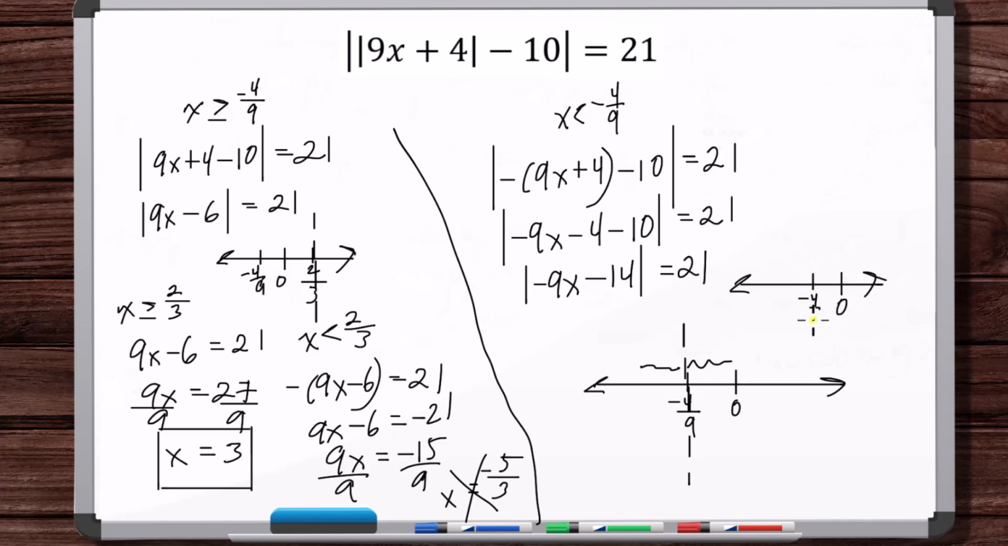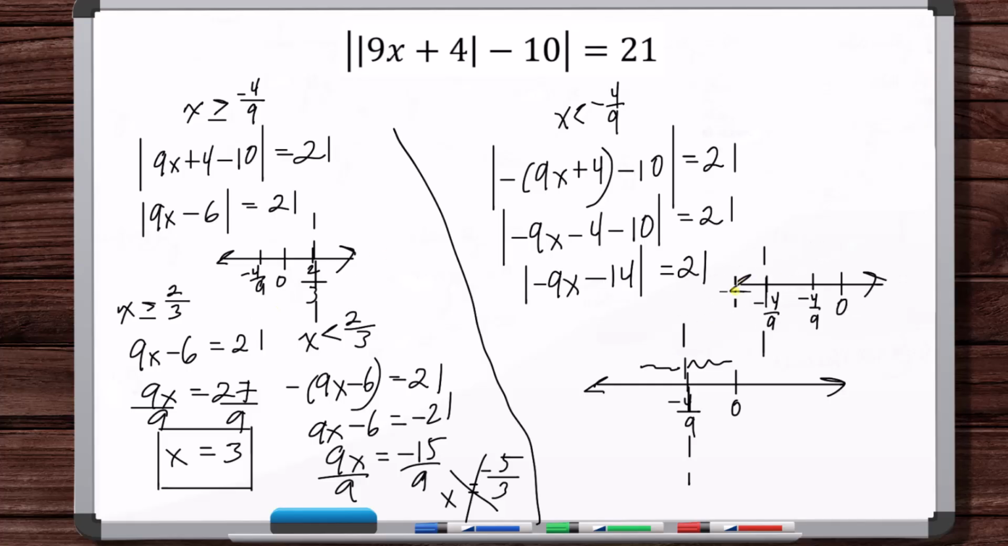So -4/9 minus 14/9. Okay, we are going to have to analyze two equations. Sometimes you'll work problems with nested absolute values like this, and you only have to analyze one side. For example, if this was x is greater than -4/9, then here's the boundary for this absolute value equation, and we don't have to analyze this side. But in this case, for both of these, we have to analyze both.